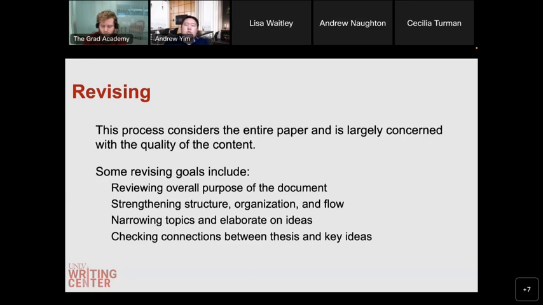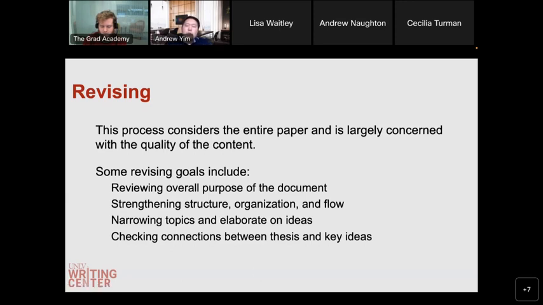So you always want to be thinking about, what is my purpose, right? Is my purpose to inform my audience of a certain topic? Am I trying to convince my professor that my topic is better than someone else's? Once you identify your purpose, that's going to really help you with the revision. Then you can start to address the structure, organization, and flow. Once you know your purpose, you can make those revisions.